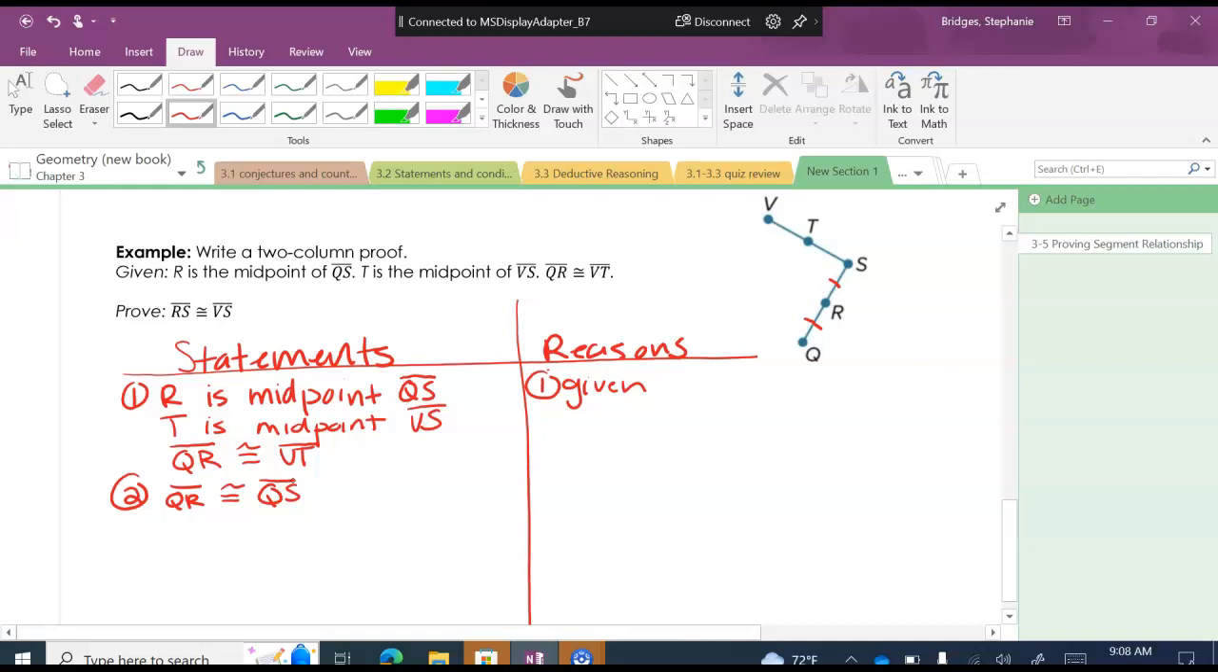And then the other part of the given that tells me my midpoint: T is the midpoint of VS, so what other segments would be congruent? VT and ST, or TS, however you want to say that. So segment VT is congruent to segment ST. And how do I know those segments are congruent? What did it tell me in the first step? That R and T were the midpoints. So that is going to be the definition of midpoint.